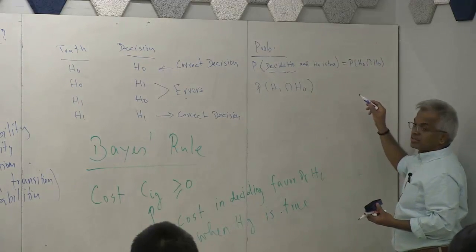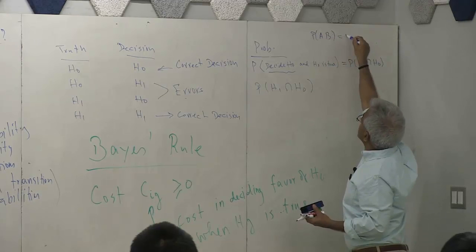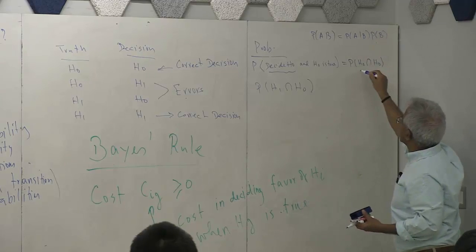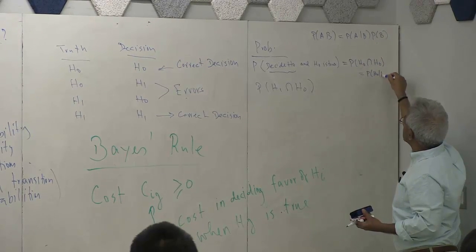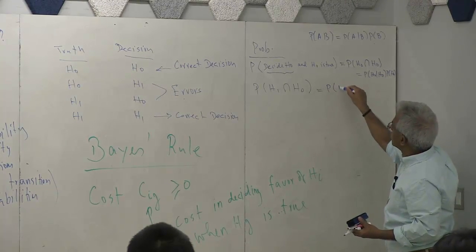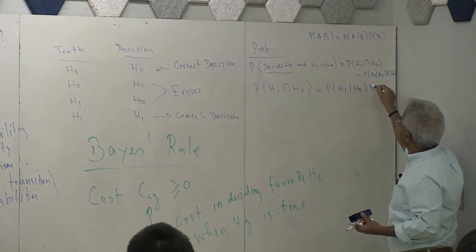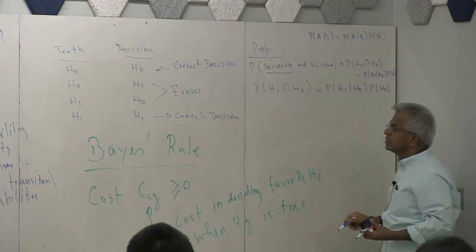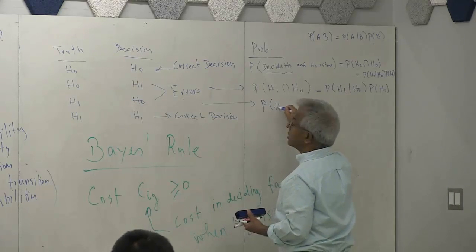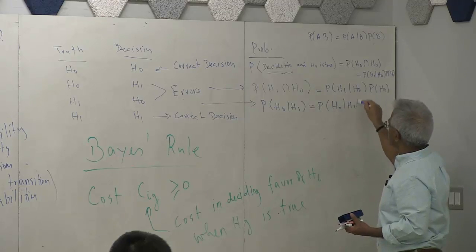And remember, just a minor point: the probability of A intersection B is the same as the probability of A given B multiplied by P of B. So you notice that I can write this as the probability of H0 given H0 multiplied by P(H0). Similarly, this is the probability of deciding in favor of H1 when H0 is true multiplied by the probability of H0. And the next one will be the probability of deciding in favor of H0 when H1 is true. So we can write it this way.